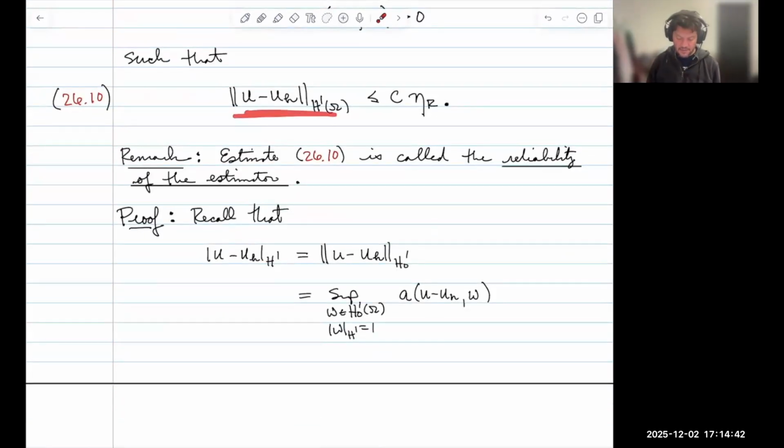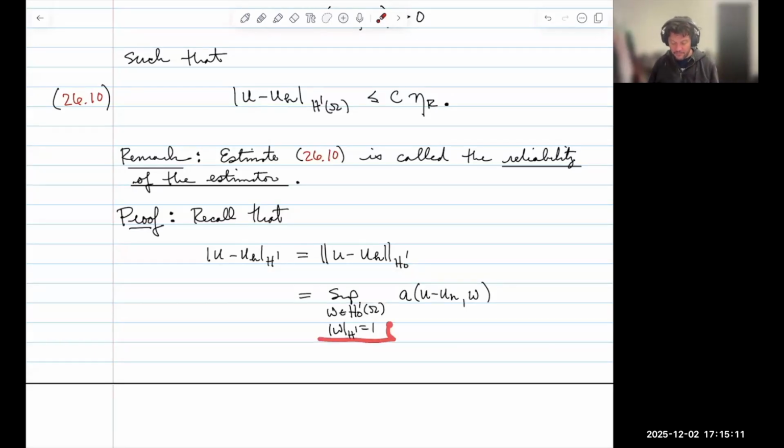Well, we need to start with this object. We need some way of looking at this object here on the left. Actually, I think I have a typo there. I think that should just be that. There we go. I think that should just be the semi-norm. So let's start out with that semi-norm, which is the same as the H01 norm.